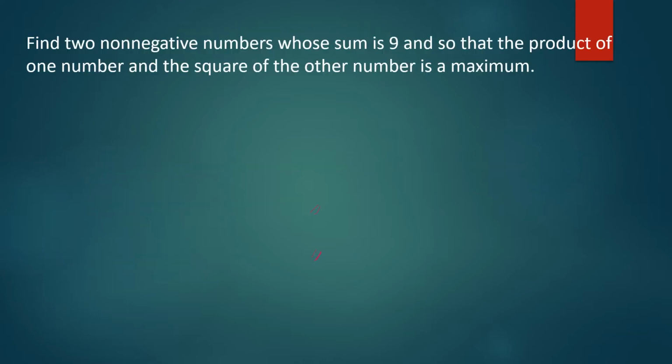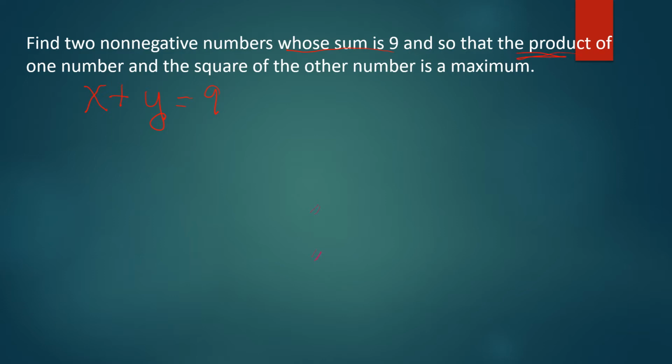So let's just start with the problem. We want to find two non-negative numbers whose sum is 9, so that the product of one number and the square of the other number is a maximum. Okay, so we want two non-negative numbers whose sum is 9. So let's write our first equation. Our first equation would be x plus y equals 9. Two non-negative numbers whose sum is 9.